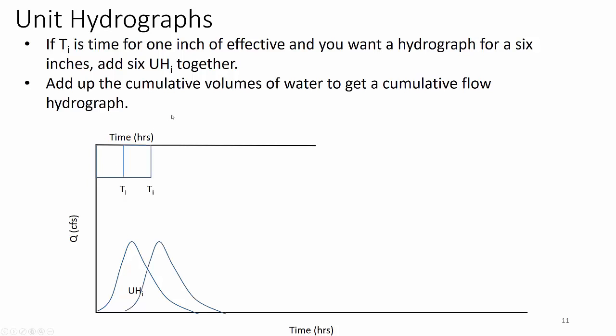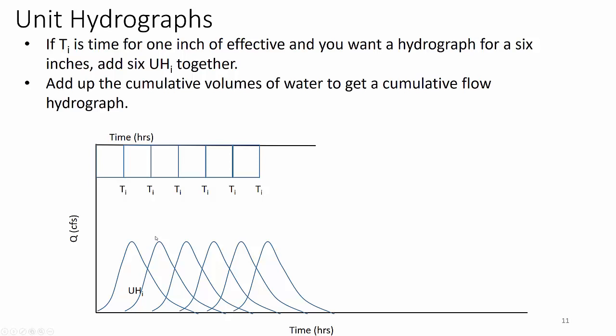Add the cumulative volumes of water. You add another T sub I, that's 2 inches of rainfall. Add a hydrograph. It starts at the beginning of the end of the first one, at Q sub P of the next. Add another, add another, add another, add another. Now we have 6 rainfall hydrographs. And what you do is then you start adding up the numbers. This is runoff, Q in cubic feet per second at the peak, and we start adding more. And then what you end up with is a cumulative flow curve, an S curve.